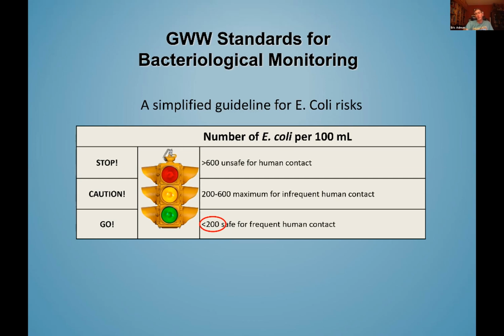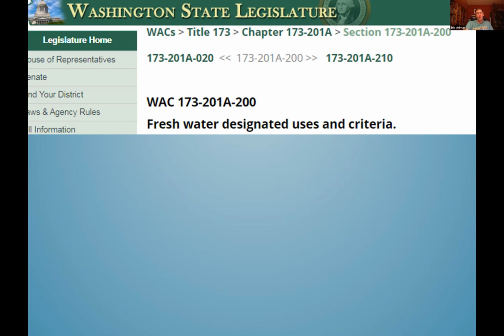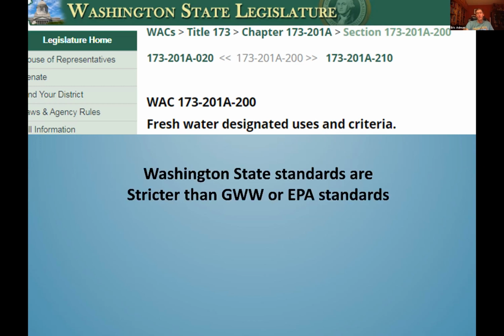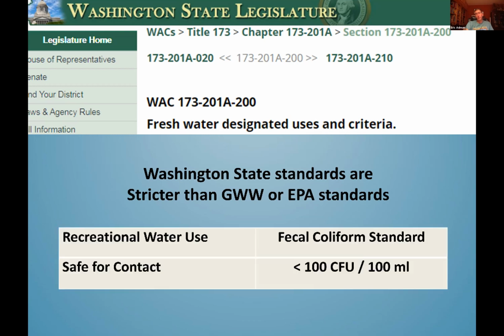So for instance, in Washington state, we have stricter standards. This is a section from what's called the Washington Administrative Code, which is Washington state law. This is stricter than national standards and stricter than Global Water Watch standards. There used to be a number of different levels, but a couple of years ago they changed what they set the safe level at. Essentially, you want to have it less than 100 colony forming units in 100 milliliters to be considered safe for contact.